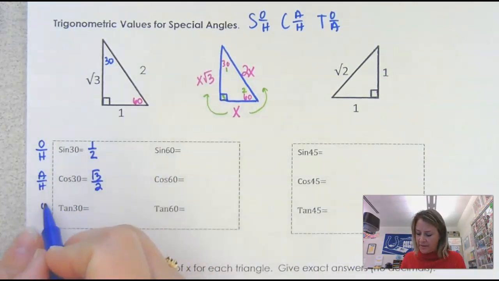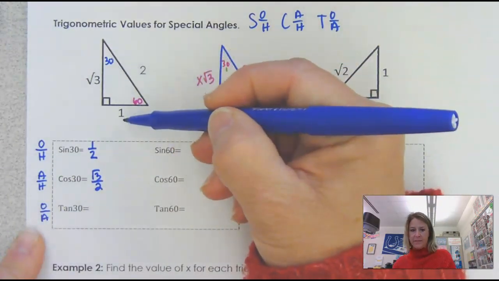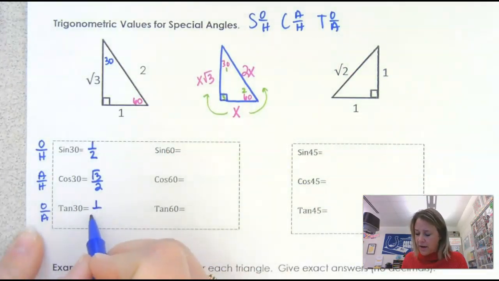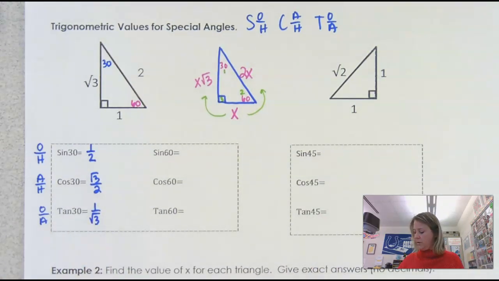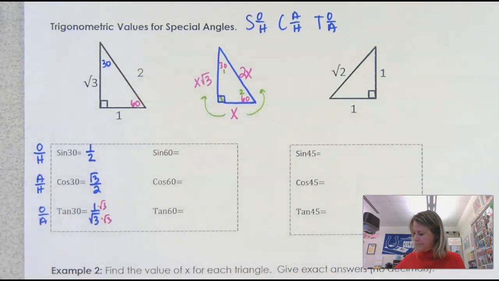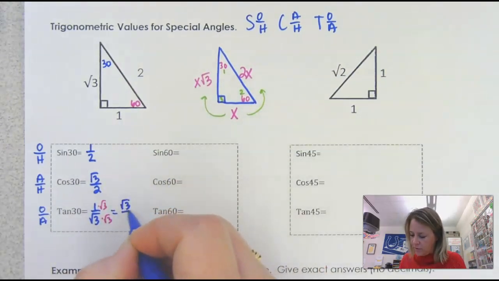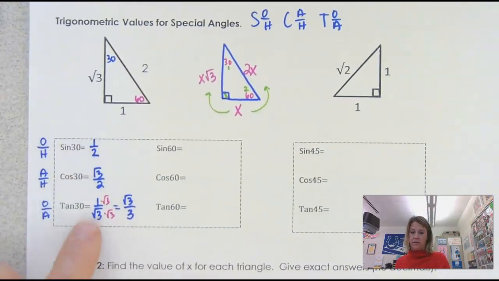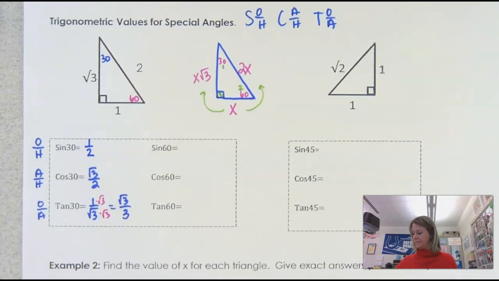Tangent is opposite over adjacent, so if I look here, I've got the opposite side, which is a 1, and the adjacent side, which is a radical 3, which obviously I can't leave like that, so I'm going to multiply the numerator and denominator by radical 3. So I end up with tangent of 30 is radical 3 over 3. You guys are going to see these numbers a ton this chapter, okay? Maybe not for a few days, but you will see that a lot.